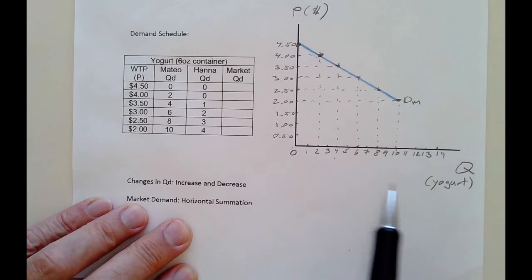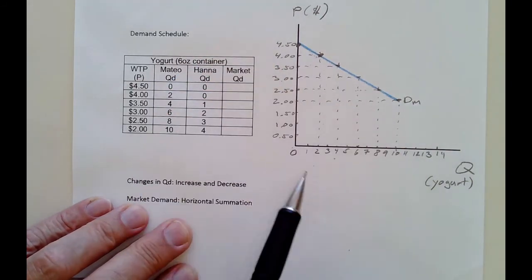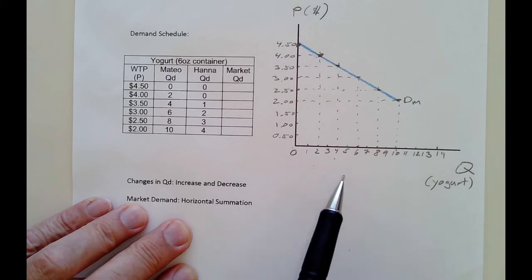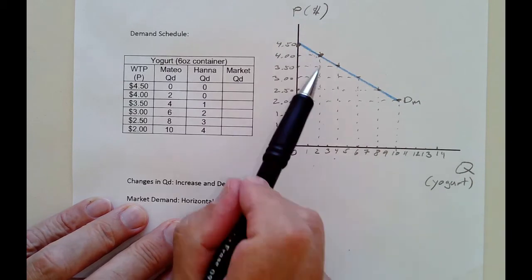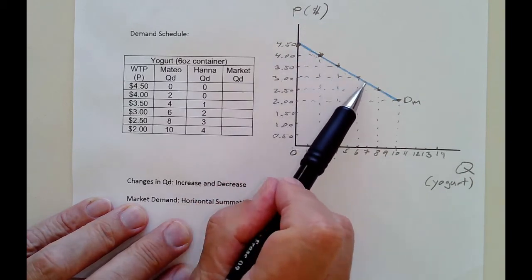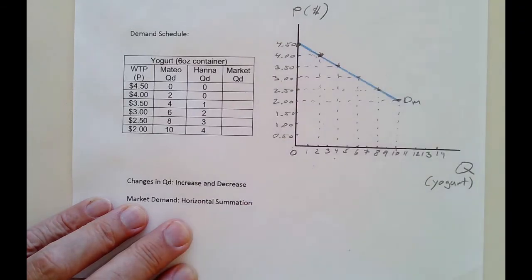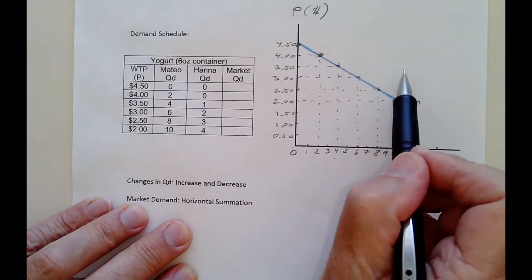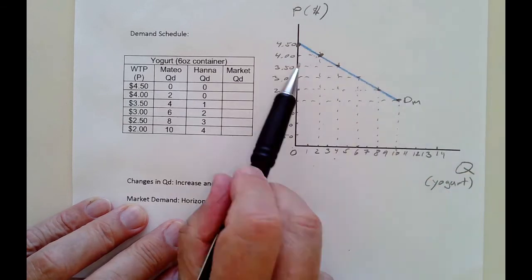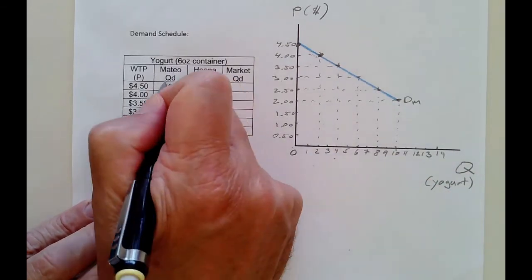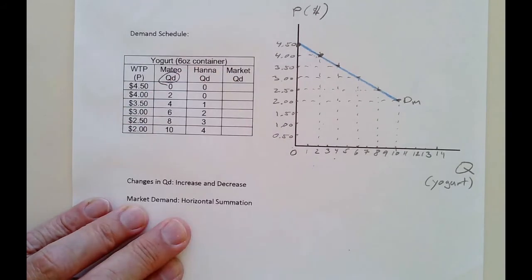Now notice I'm not saying demand has gone up, I'm saying the quantity demanded has gone up. So when you change the price for a particular consumer, you're changing the quantity demanded, which is the amount that the consumer is buying. You're not changing demand. Demand, you can see here, is not changing. It's still the same line. For demand to change, which we'll do in future lectures, it has to move out to the right or into the left. Right here, demand is not changing. So when I change the price here for Mateo, I'm changing the quantity demanded there, not the demand.